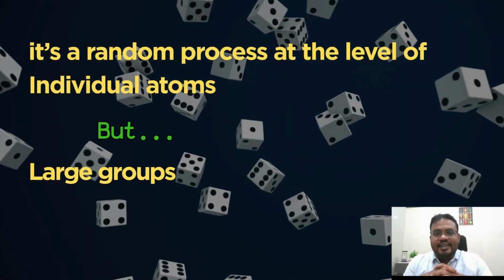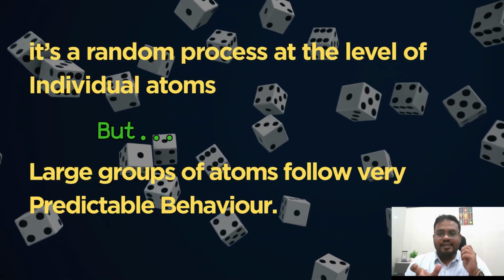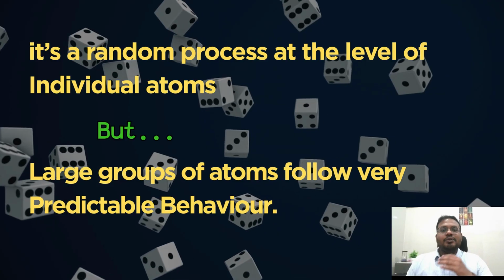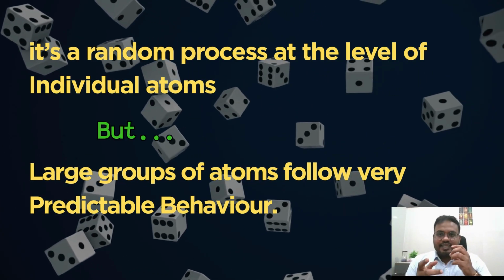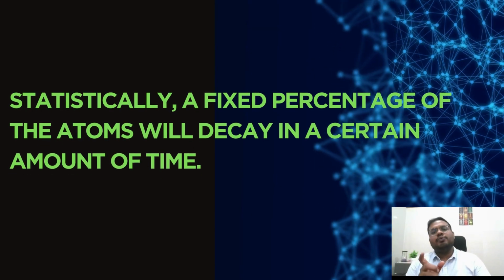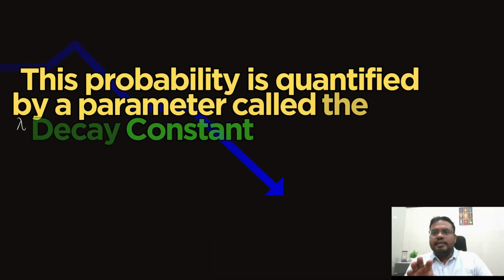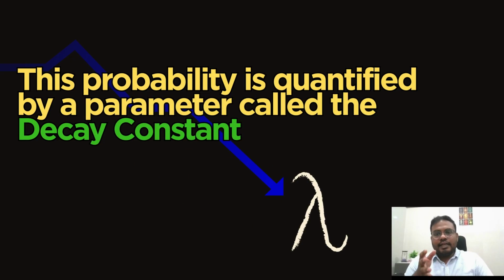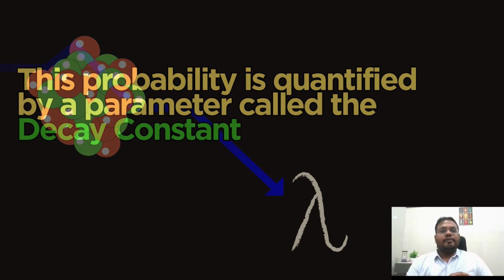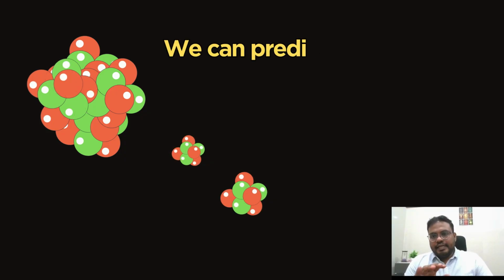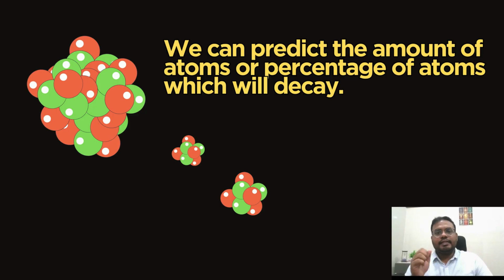But the interesting part is that even though a single atom behaves randomly, a large group of atoms follows very predictable behavior. You can't say which atom will decay next, but statistically, a fixed percentage of atoms will decay in a certain amount of time. Each has a fixed probability of decaying per unit time, and this probability is quantified by a parameter called the decay constant, denoted as lambda. If we start with 1,000 radioactive atoms, not all of them will decay at once. Instead, some will decay at each time step depending on their probability. That means we can predict the percentage of atoms which will decay.